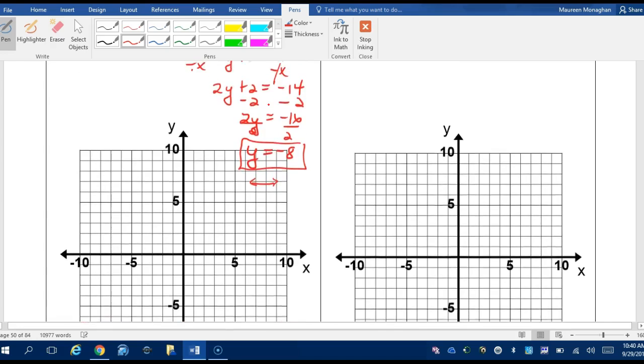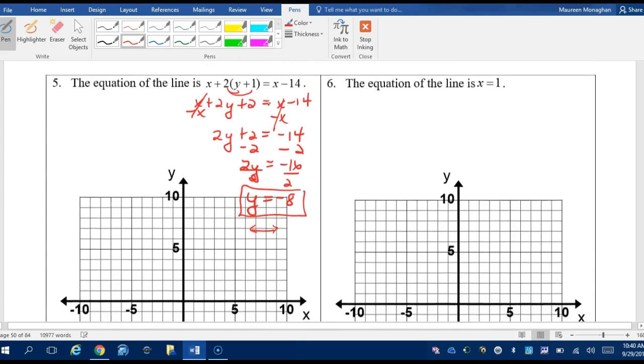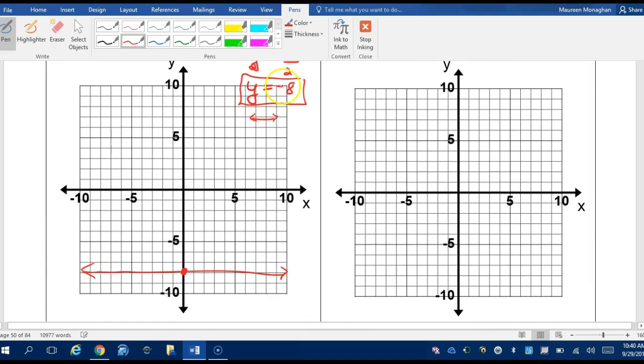All right, let's look at this next one. Oh, x is 1. X equals 1. So x equals 1. Go to x, plot your point. Well, we know it's a special occasion here. It's a vertical line. So x equals 1.